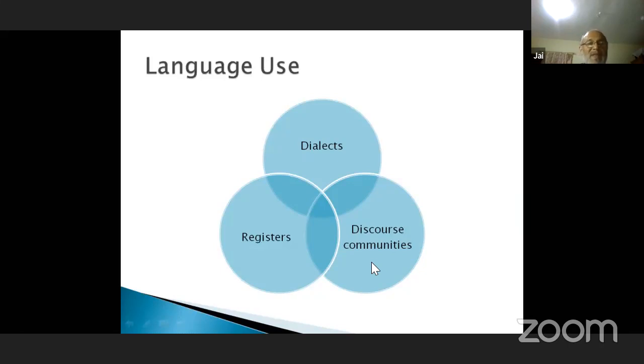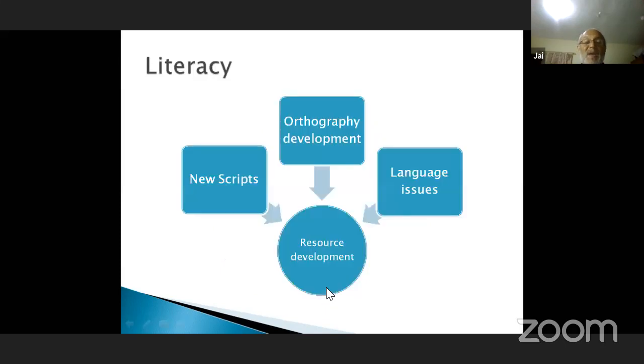You can have the communities having their own discourses, and that differs from one community to another. And then comes the other aspect, which is literacy, because in order to standardize the language, in order to plan the language, the first thing is we have to design the new script, orthography, to give literacy to the people in their own mother tongue. That is there. And there are similar language issues that exist at the local level.